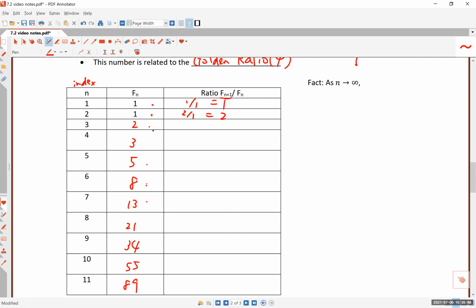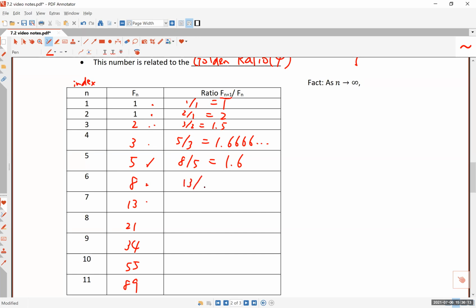That's 2. 3 divided by 2, remember for this, which we are calling F4 divided by F3, I divide 3 by 2, and that's 1.5, right? And then next one, 5/3, which is 1.6666 repeating. Next one, 8 divided by 5, which is 1.6. And you notice here the numbers are getting closer to 1.62.